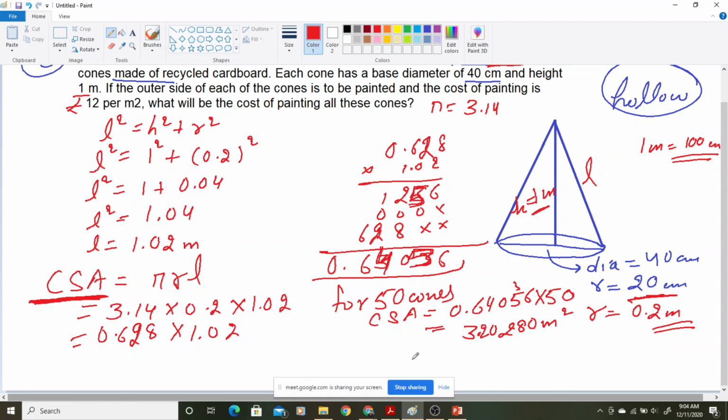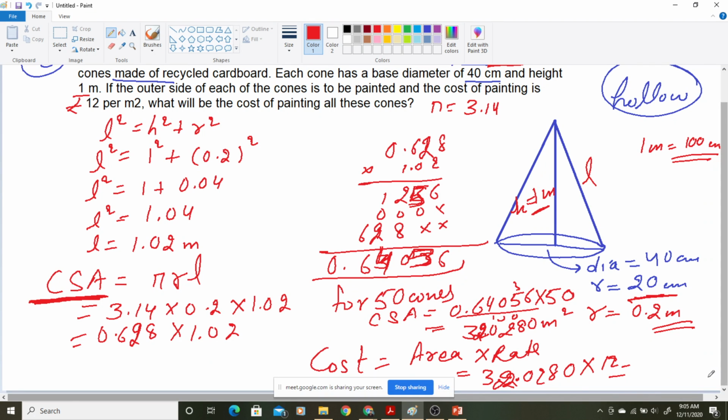Now we have to find the cost also. Cost will be area multiplied by rate. So what is the area we are given? 3.20280. If I take 1000, it will be 32.0. Sorry, 32.0280 should come, because we have this 0 also. So the decimal here will be 32 point. You will take this one, 32.0280, multiply it with 12.